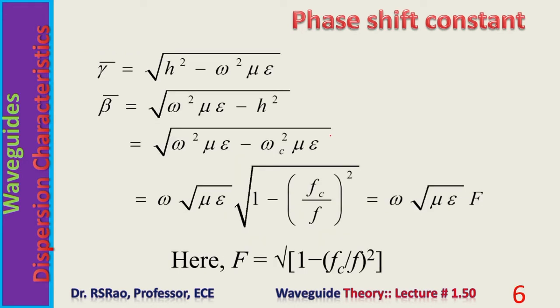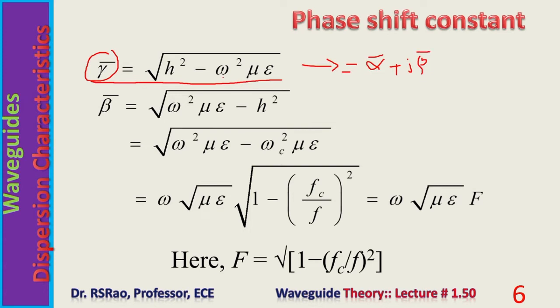Now here we try to derive an expression for beta bar. We know gamma bar, the propagation constant, is equal to the square root of h square minus omega square mu epsilon. This is called the characteristic equation. It is valid for parallel plate guides, rectangular waveguides, and also circular waveguides. Now we can see this is a complex quantity. It has a real part and also an imaginary part. The real part is the attenuation constant, and the imaginary part is the phase shift constant.